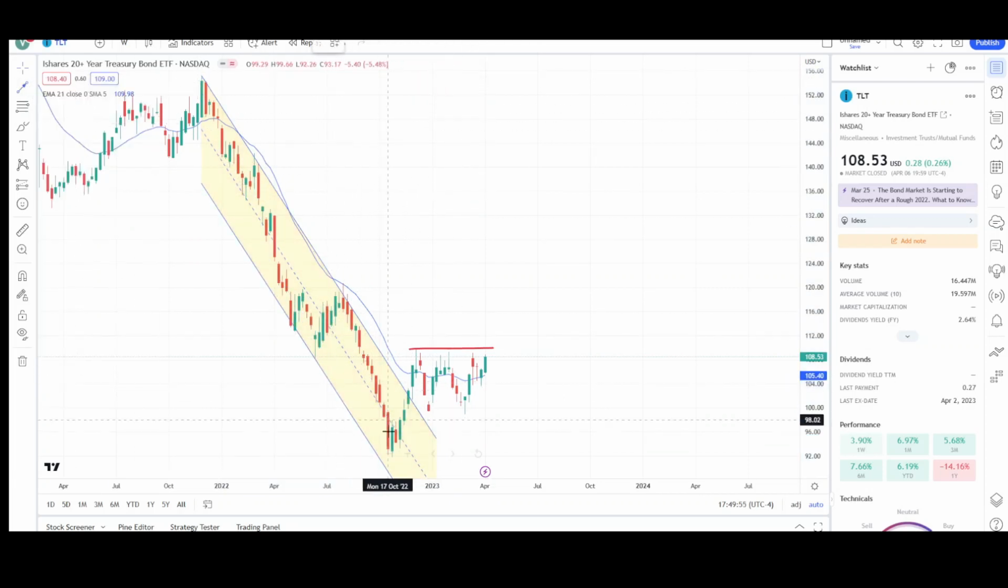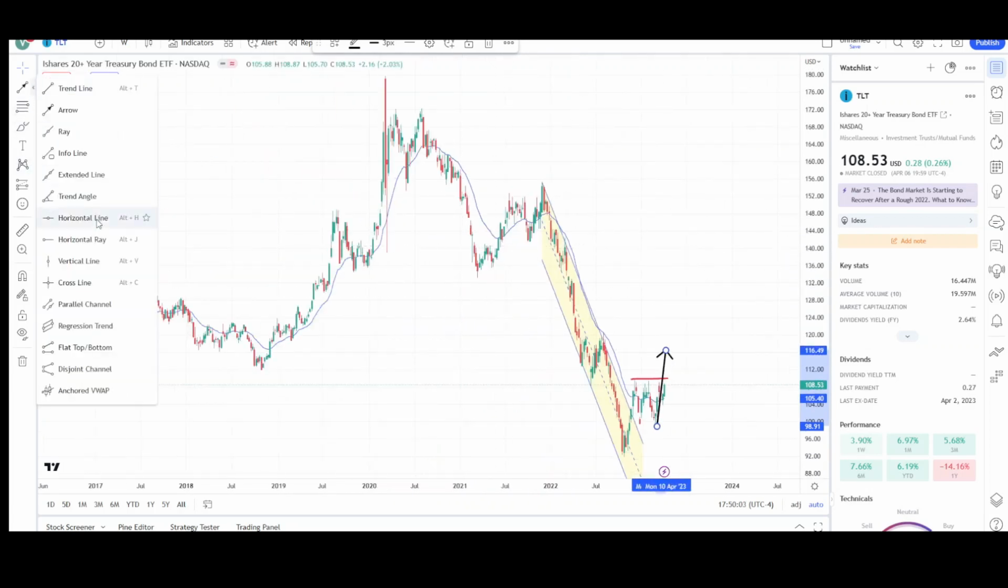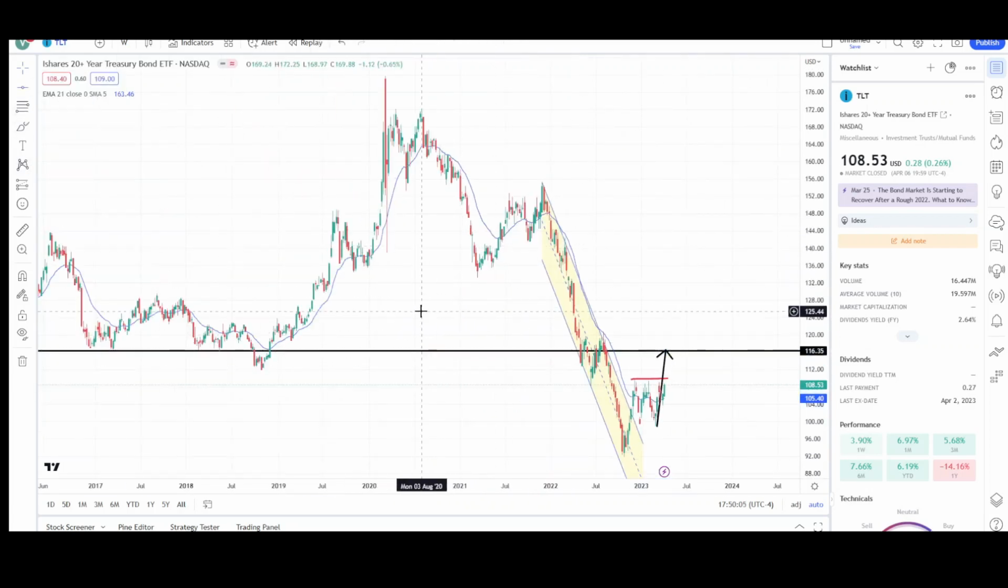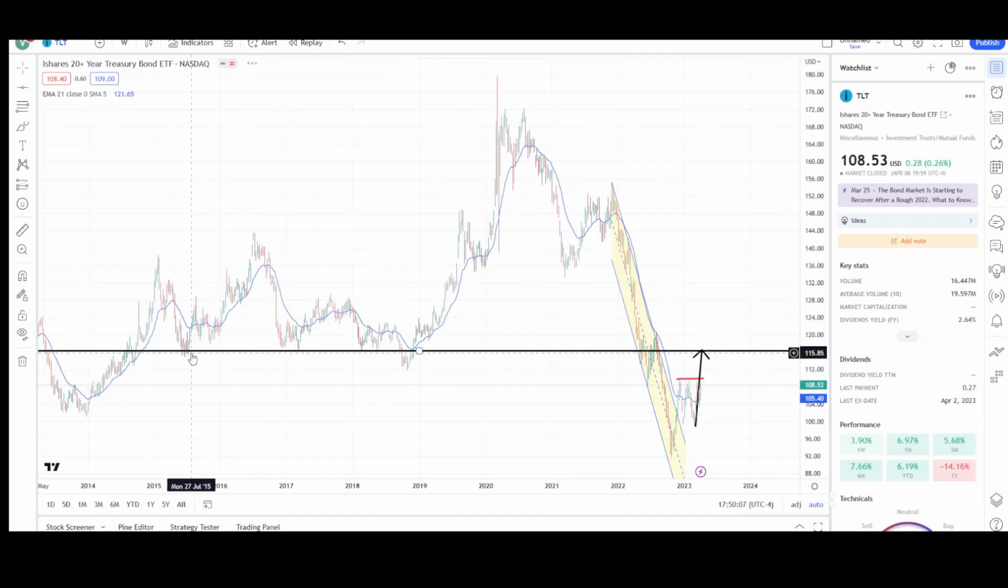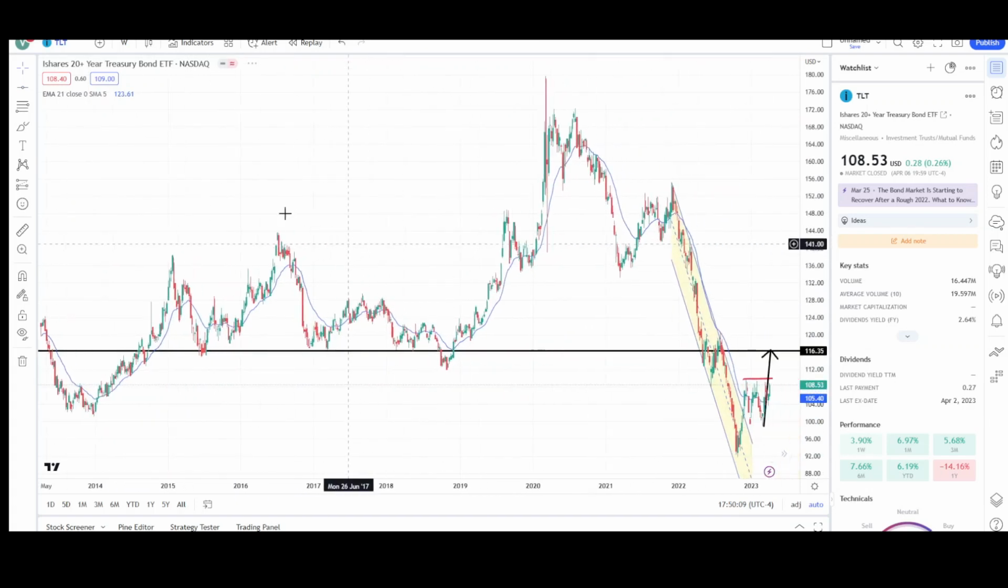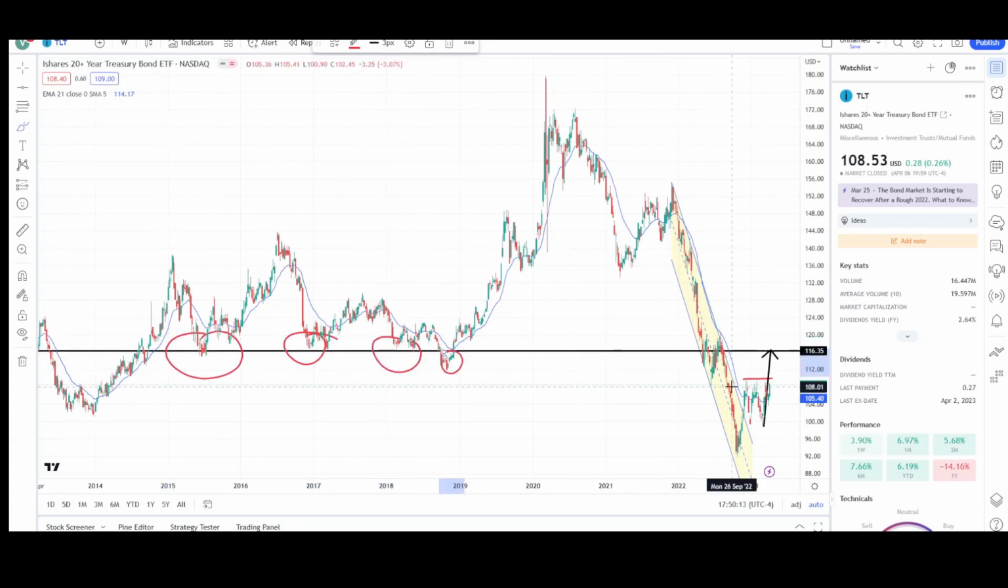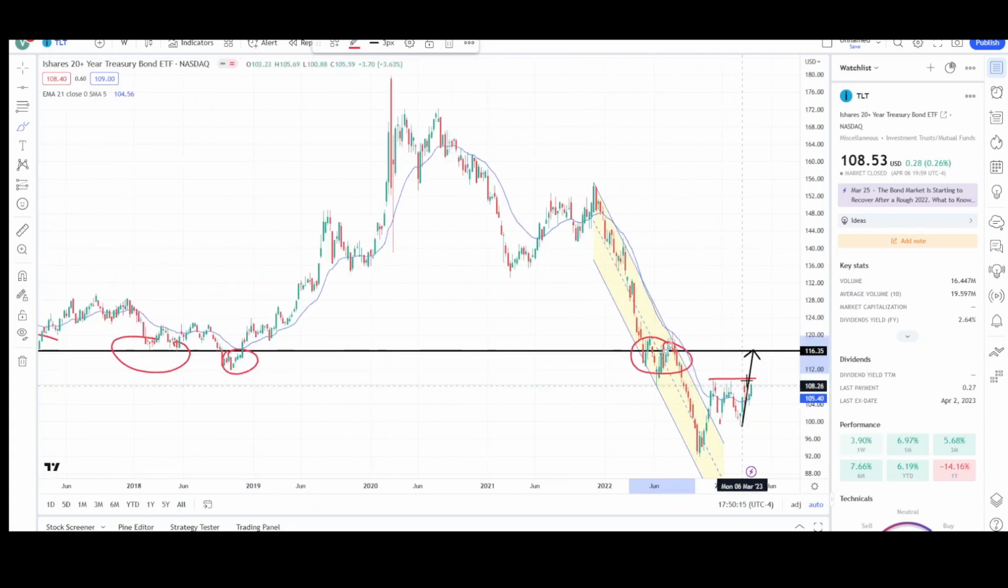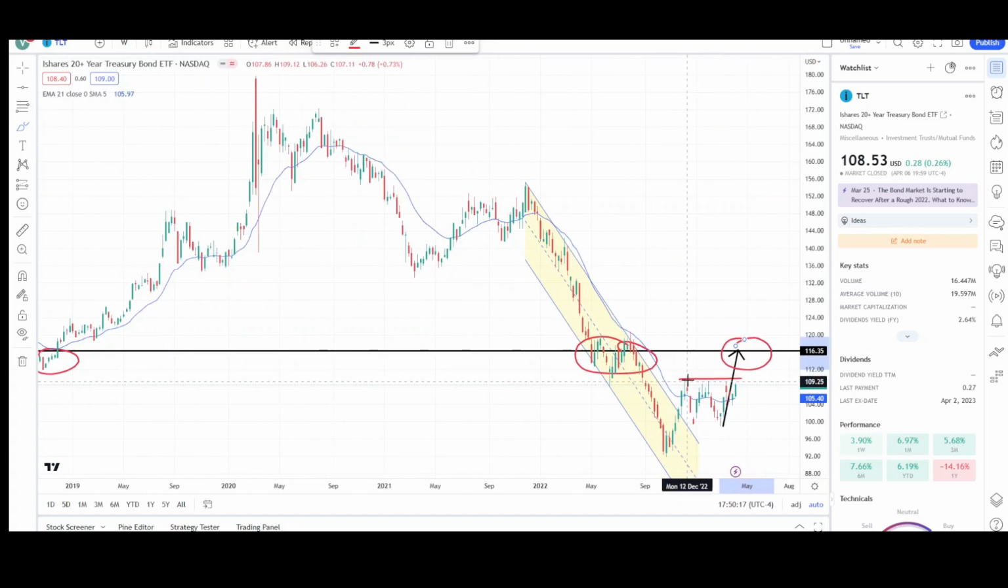So 2 legs up will take prices to right about here. Again, like I said before, 115 116 level, and I put a horizontal line at that target. You can see that prices like to test this level quite a few times in the past. It acted as support here, support here, support here, support here, started acting as resistance. Prices are coming back to test it for resistance.